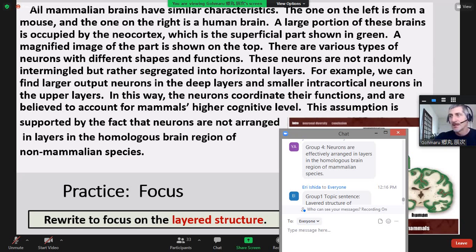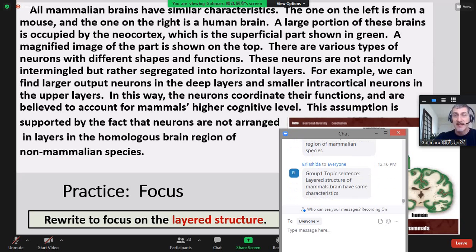Group 1: The layered structure of mammals' brains have the same characteristics. Slightly vague, but I think it's enough for the audience to have a good listening goal, to know what to listen for as they listen to this slide.